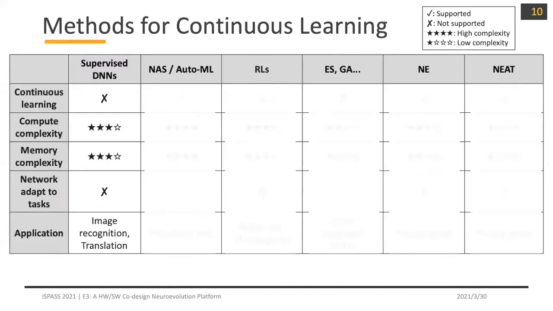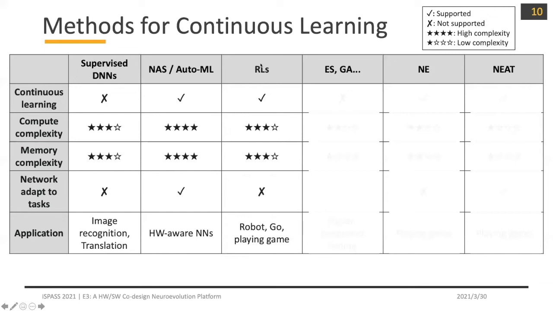cases. Here we summarize some methods for continuous learning, and we consider if they can do continuous learning or not, and their compute and memory complexity, and if their network can adapt to the task. So we start from a typical DNN case, which is supervised DNN, and most of the time it cannot do continuous learning. And another variant is the neural architecture search. So literally, it is searching the neural architecture for different tasks. So the network can adapt to the task, and it can do continuous learning. However, it has very high compute and memory complexity.